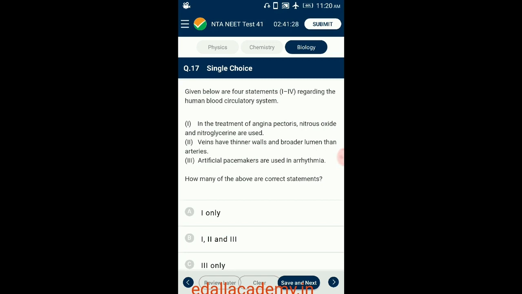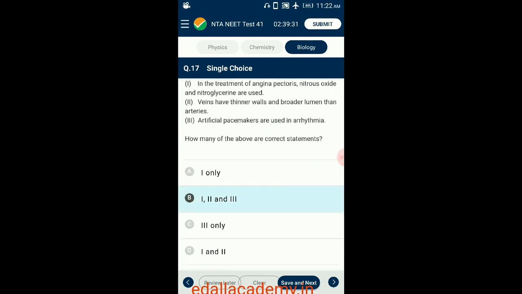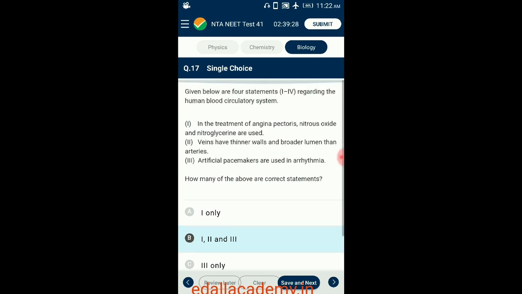Question number 17. Given below are four statements regarding the human blood circulatory system. From that, how many of the above are correct statements? In the treatment of angina pectoris, nitrous oxide and nitroglycerin are used. So statement 1 is correct. Statement 2. Veins have thinner walls and broader lumen than arteries. Statement 2 is also correctly given. Statement 3. Artificial pacemakers are used in arrhythmia. So statement 3 is also correctly given. Statement 4. All first, second, third statements are given correctly. So the correct option is option B.